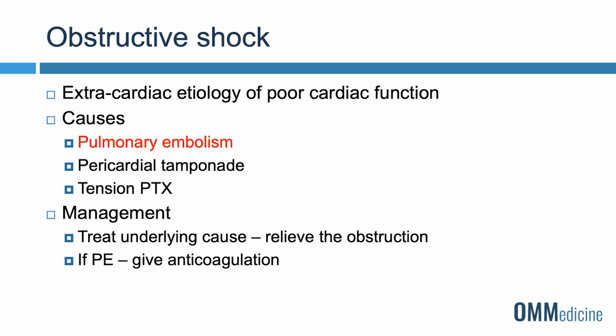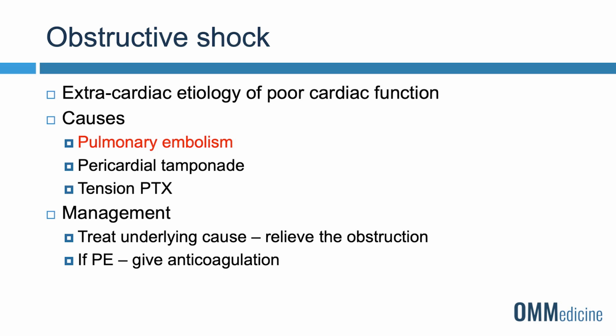So for example, in a pulmonary embolism, we're going to have blockage of the pulmonary vasculature, and this is going to cause increased afterload, which requires the heart to pump harder against this increased afterload. And so therefore the heart is unable to meet this new demand, and we will have something called obstructive shock. And the treatment for obstructive shock is pretty straightforward. It is just to relieve the underlying obstruction.